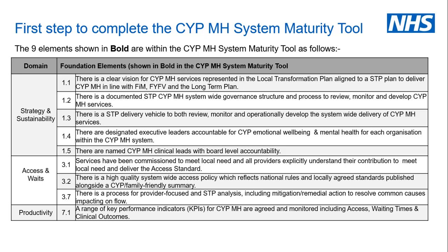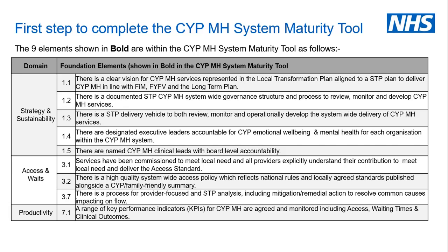It's having a delivery vehicle to both review and monitor and operationally develop the system-wide delivery of children and young people's mental health services. And like I said, this is because we so regularly hear that the coming together as a collaborative across the system has such a powerful benefit. Then the last 2 are about having clear leads in place. And then around access and waits, there's 3 elements that we think are really critical.